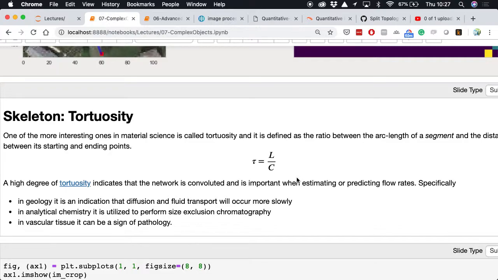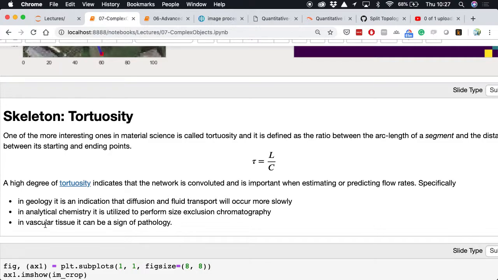And so, if you think about blood vessels or your intestines, which connect your stomach with your colon, they have a distance, if you travel along them, of meters, and the distance if you were to go directly would be a few centimeters. And so that would have a very, very high tortuosity. And in analytical chemistry, it's quite important because if you're trying to do certain types of chromatography, having high tortuosity makes a big difference. In vascular tissue, it can be a sign of pathology.